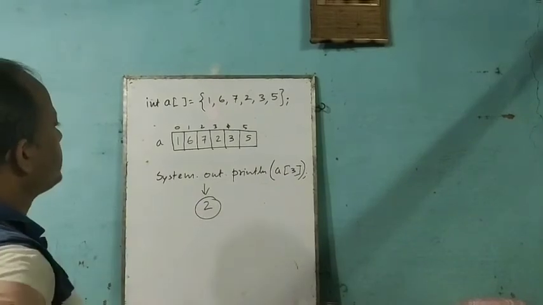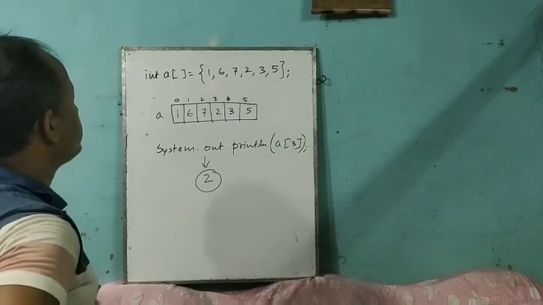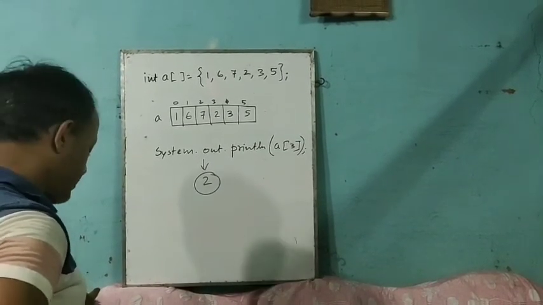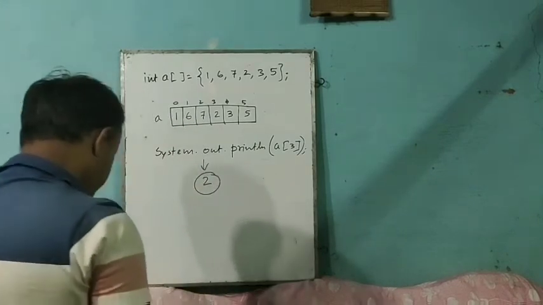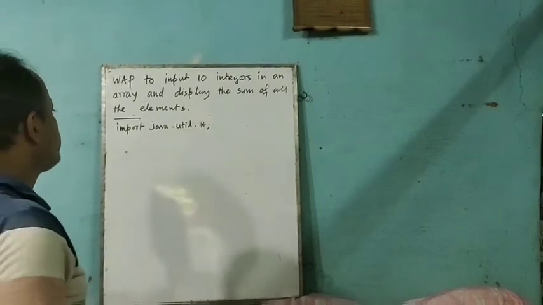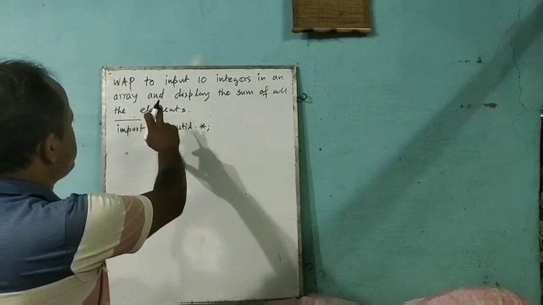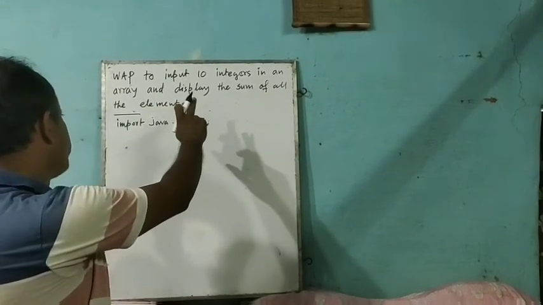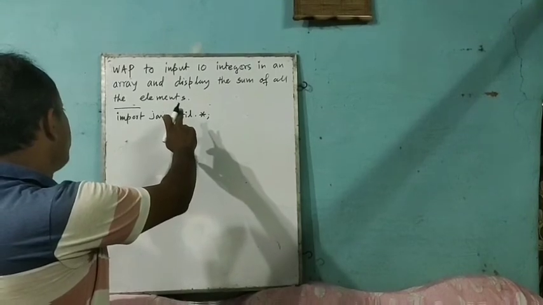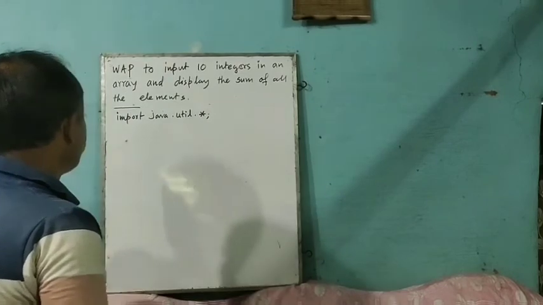So we have seen two types of array declaration. This is the second one. The first one, you have seen, is how we declare an array with the size of the array. Now let us see one more example. Now we'll see another program. The program is: write a program to input 10 integers in an array and display the sum of all the elements. We'll take input now.